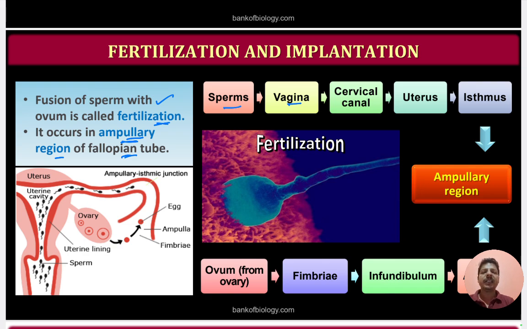Sperm goes inside the vagina, the cervical canal. This is the uterus, this portion is the uterus, isthmus, ampullary region, and then in the ampullary region the ovum comes from the ovary through fimbriae and infundibulum. Both meet in this ampullary region. Then fertilization occurs.